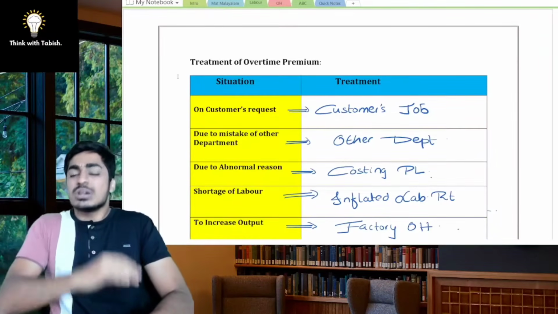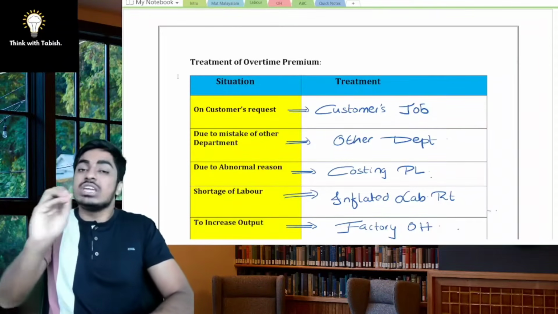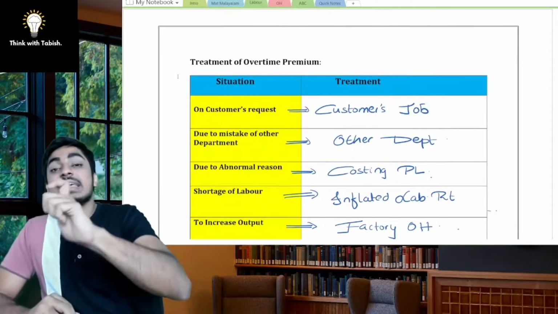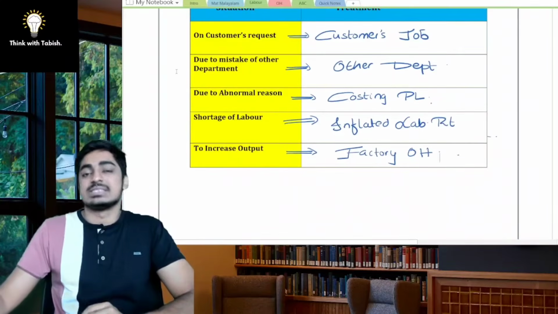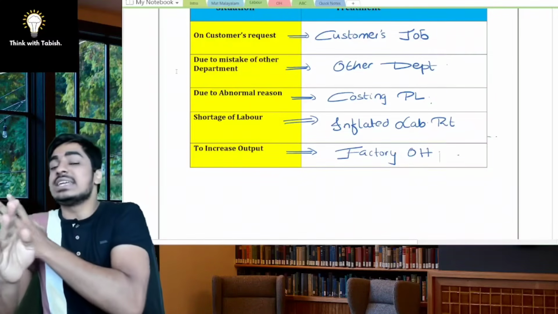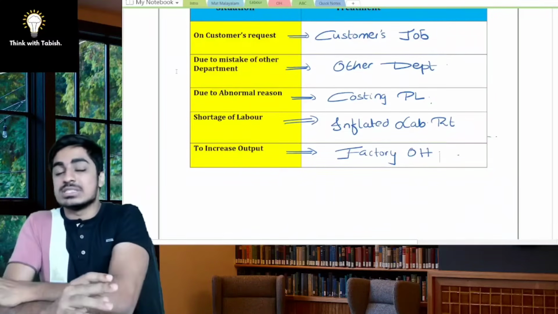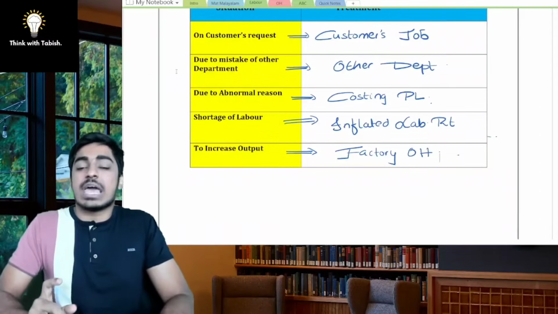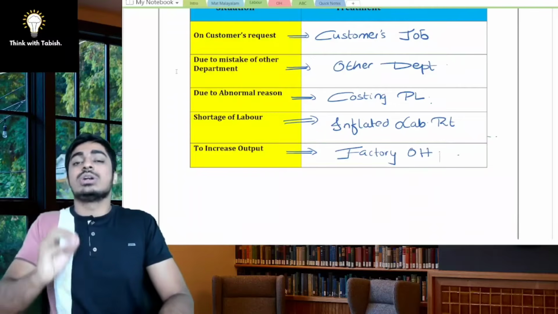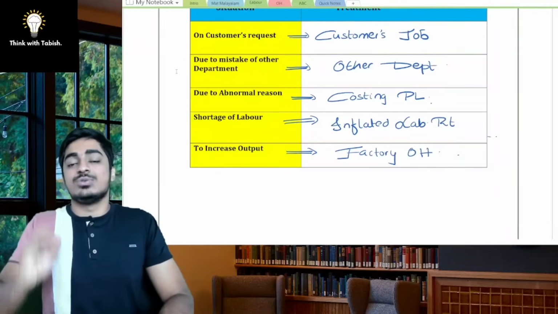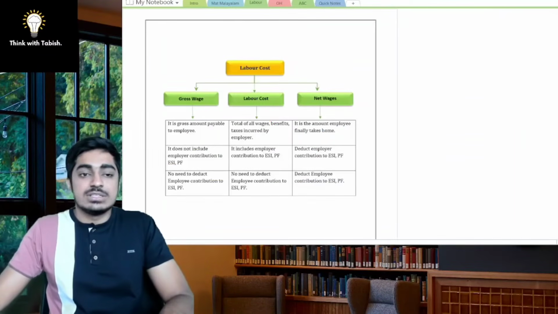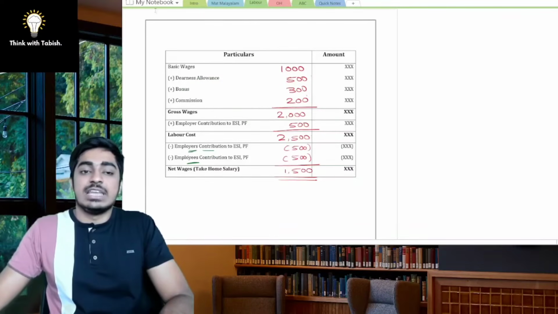If overtime is worked throughout the year due to shortage of employees, then what do we do? We charge it in direct labor by inflating the labor rate. If overtime is worked occasionally to increase the output, say for example during Diwali we want to work overtime just for that specific time, then what do we do? The overtime premium will be charged to factory overheads. Clear?